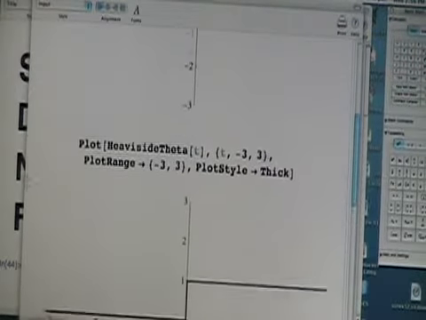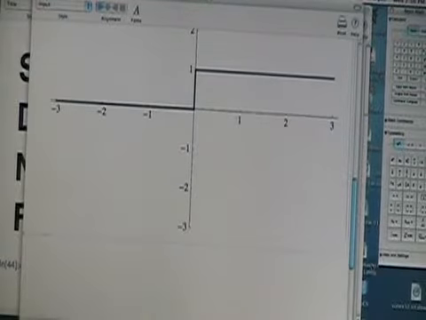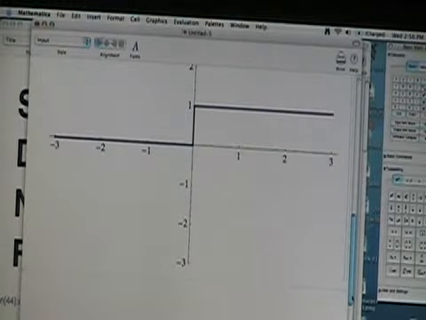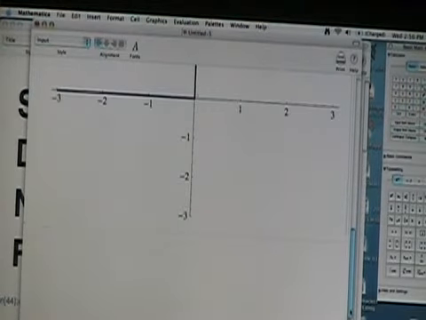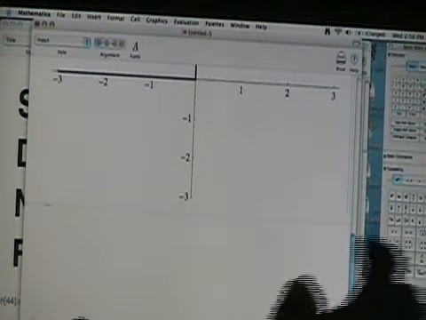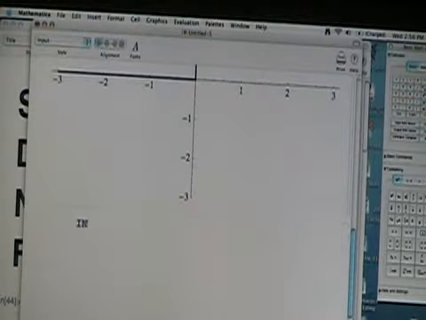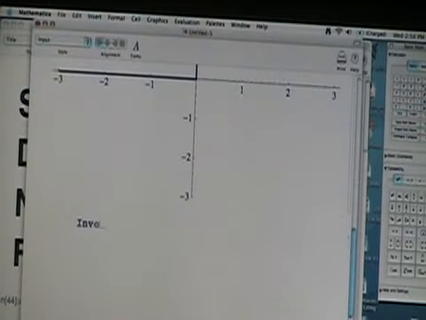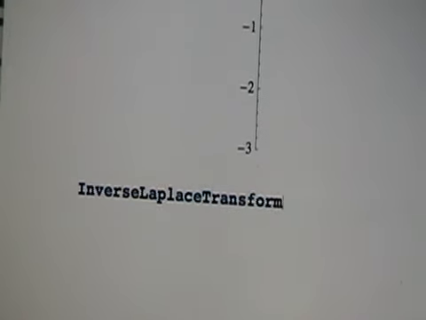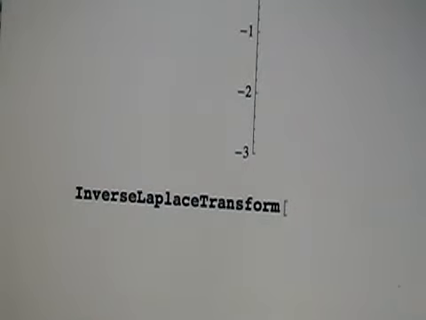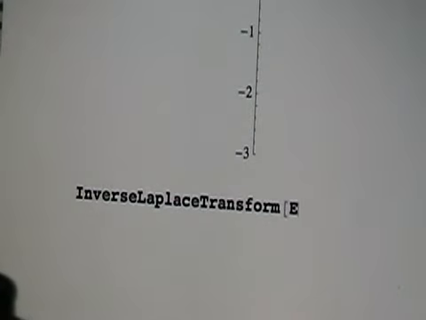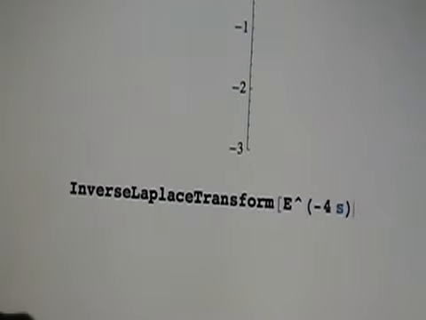But either way should get you the right thing. Although I think with what I'm about to do, Mathematica spits back Heaviside Theta of t. What I'm going to do is check that the inverse Laplace transform of those things that I had on the screen are what I said they were. For example, e to the negative 4s over s.